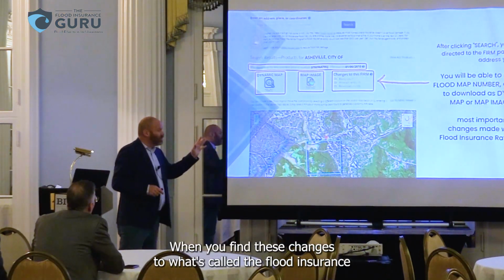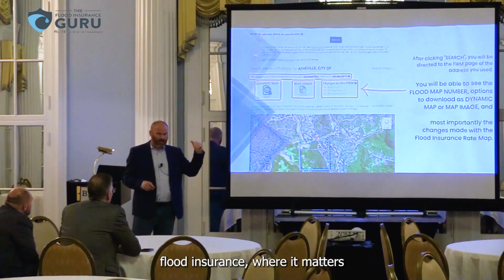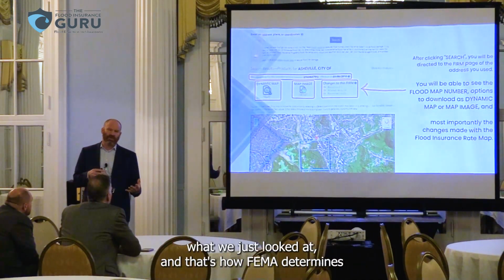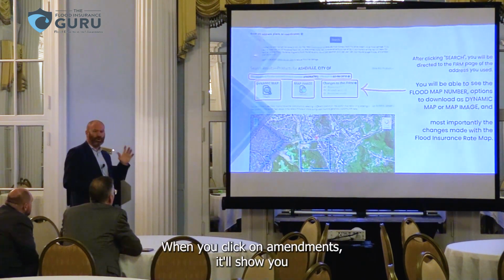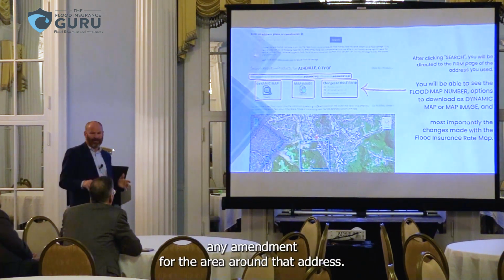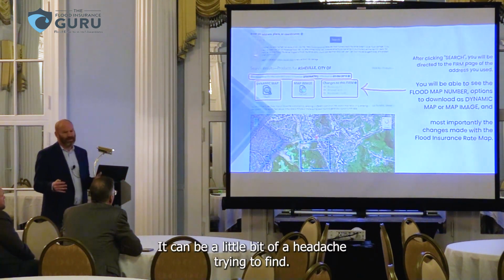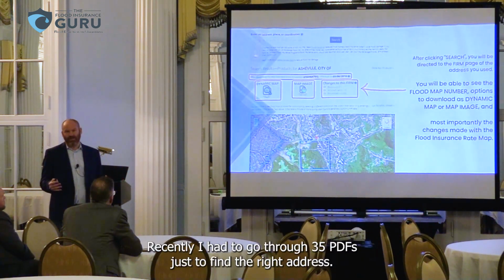Here, when you find these changes to what's called the flood insurance rate map. Flood insurance rate map is what we just looked at. And that's how FEMA determines if flood insurance is going to be required. You can see on here amendments and revision. When you click on amendments, it'll show you any amendment for the area around that address. It can be a little bit of a headache trying to find these. Recently, I had to go through 35 PDFs just to find the right address.